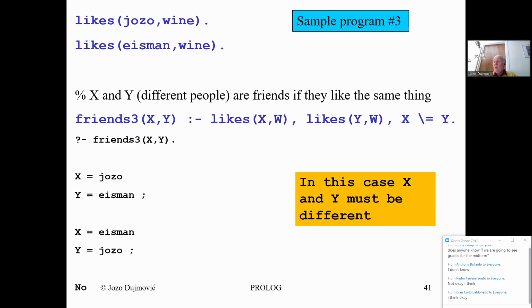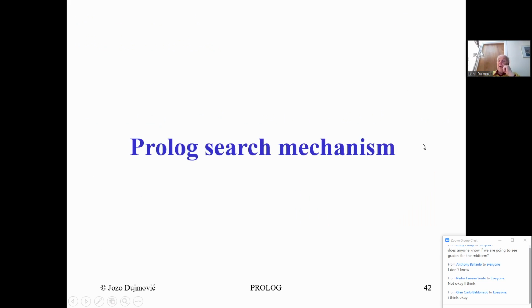You can eliminate permutations. You will see a little later how to do that. But at this moment, we get these two solutions, and this is the same thing, but just a permutation of it. And this is generated by this rule that friends are X and Y if X likes something, and Y likes the same thing, and X is different from Y, if X is not equal to Y.